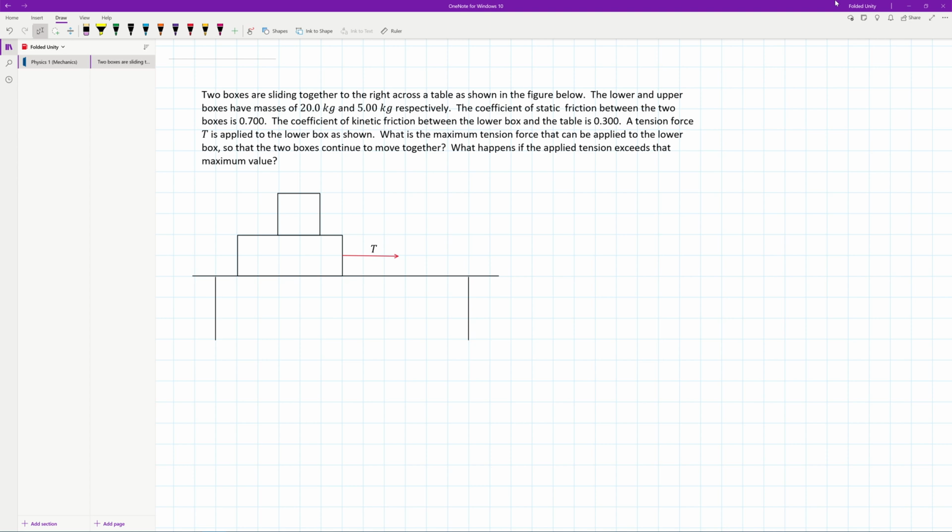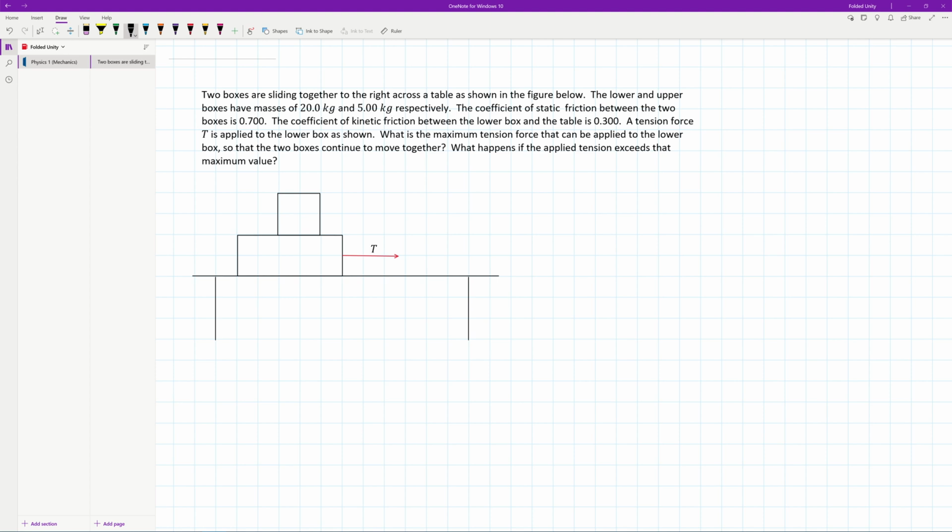Each of these boxes has its own mass, and there's going to be kinetic friction between the bottom block and the table, and static friction between the two blocks themselves. And what we want to know is what the maximum tension force we can apply to that bottom box is so that the boxes will continue to move together. And we want to know what happens if that applied tension exceeds the maximum value that we find.